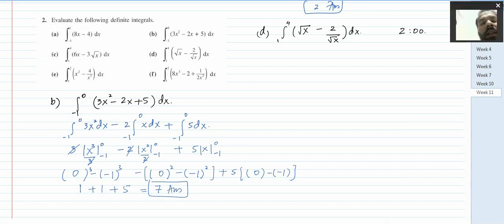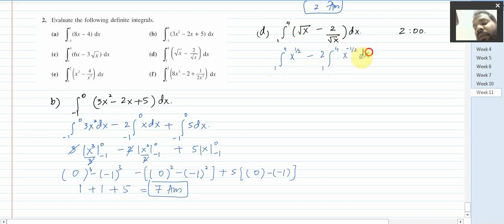Alright class, I hope that all of you have tried it. Now firstly, before integration, if I separate these two terms, it will be integral of 1 to 4 under root x, meaning x to the power 1 divided by 2, minus 2 integral of 1 to 4, and this x power 1 upon 2, when you shift it to the numerator, it will be minus 1 upon 2, dx. Both of my functions are ready to integrate now, so I am going to integrate it.